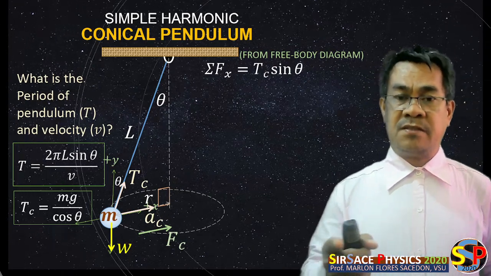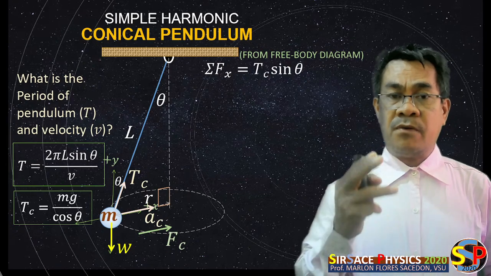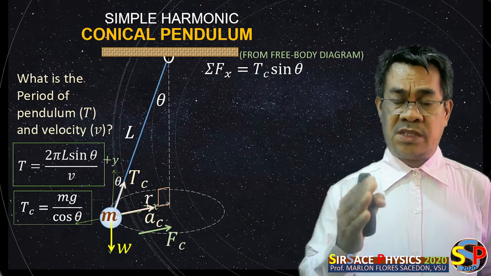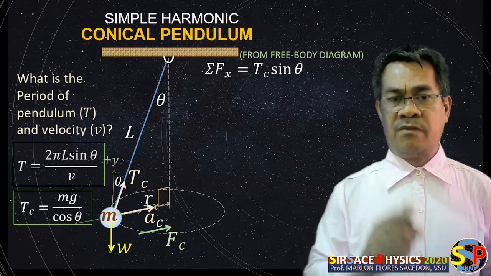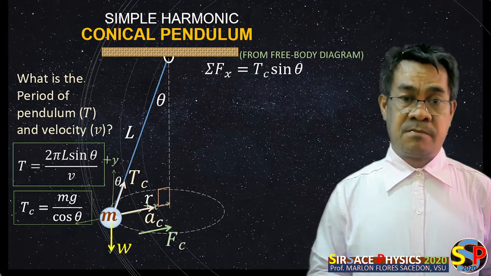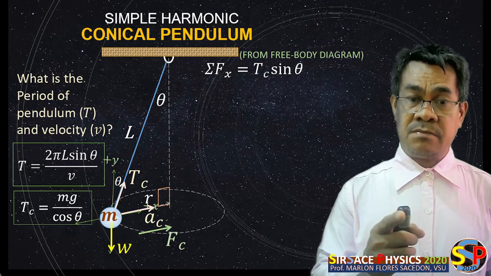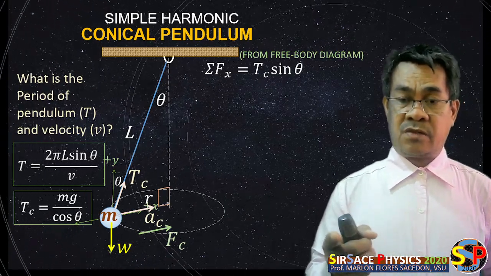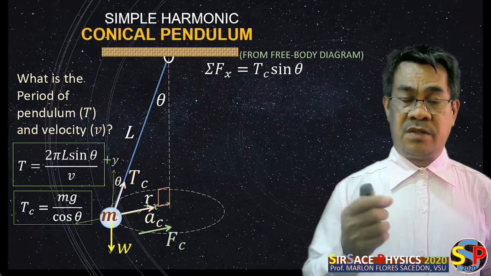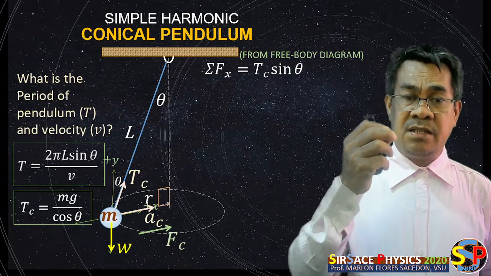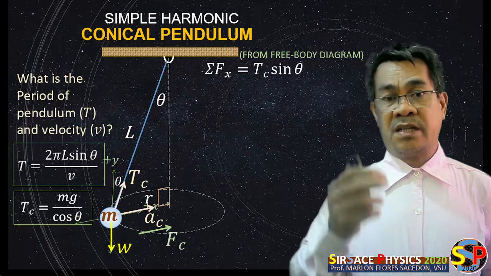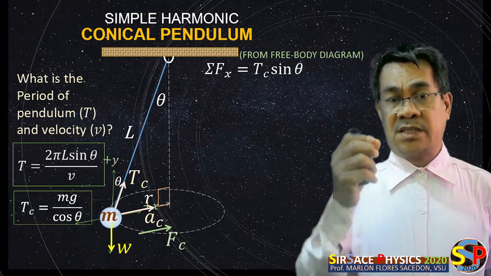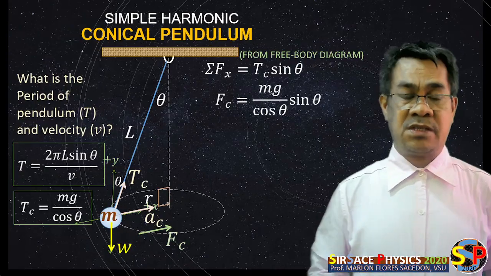Okay, but as I've said, if you sum up all forces along x, it is also the same as the centripetal force, which means that we can replace the summation of forces along x with Fc. And TC, remember, is what? We have already calculated the TC, and it is mg over cosine theta. So replacing TC with mg over cosine theta, and replacing the summation of forces along x by the centripetal force, this will be the result.